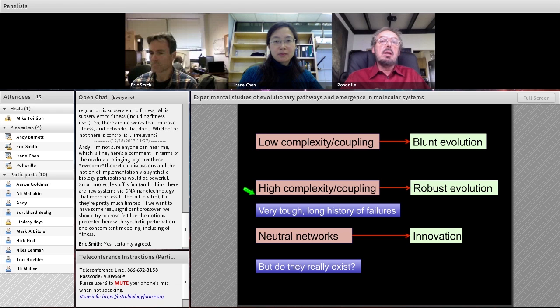And a part of this is also the role of neutral networks. We know that in principle they encourage innovation, but do they really exist? I mean, Irene will have a lot to say on this, and she looked at them, didn't find them, but it's possible that for more complex systems they might be there. And there are people like Andreas Wagner who are strong proponents of neutral networks. But then when you talk to microbiologists, they say, well, what we see is really that neutral networks are not the key to evolution. What we see are primarily beneficial mutations.